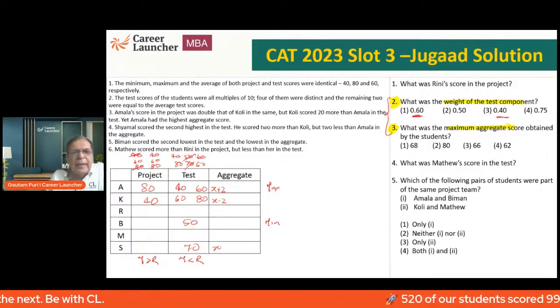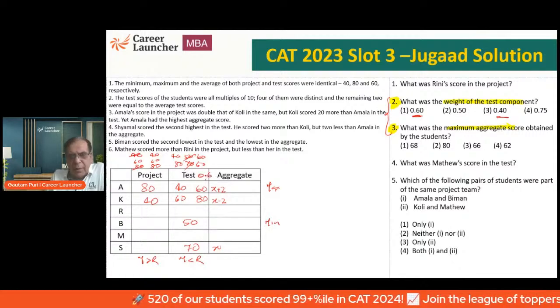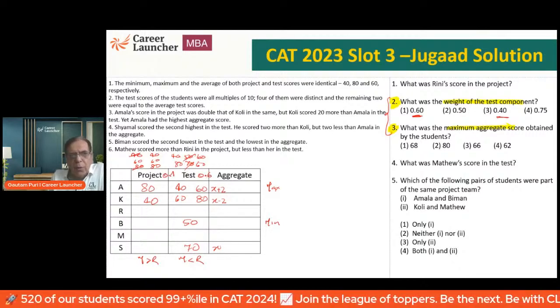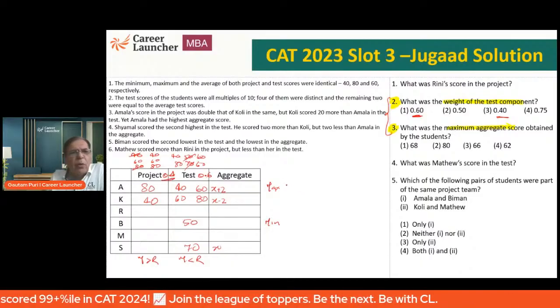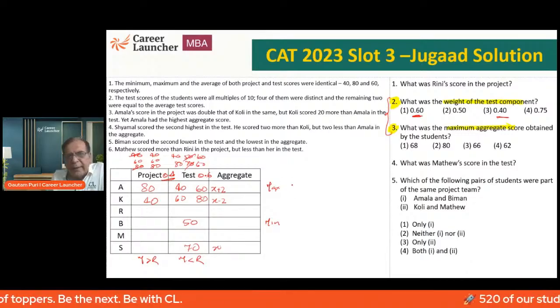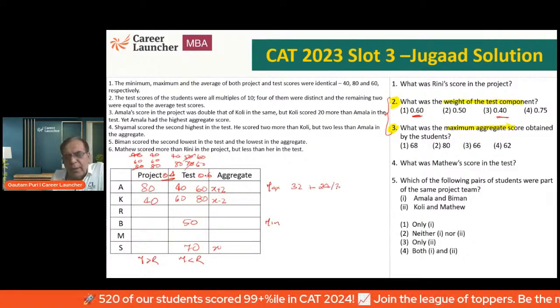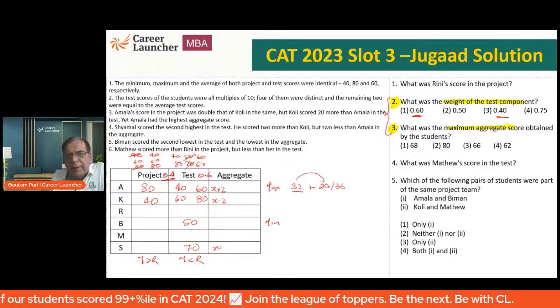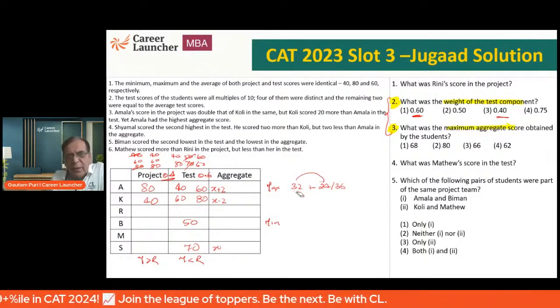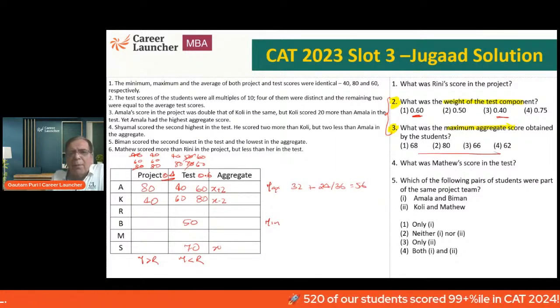Okay. So if I take the test component weight to be 60%, supposing I say 0.6, the project will be 0.4. So what will be the aggregate score for Amla if the weights are 40 and 60%? 40% of 80 is 32, plus 60% of 40 is 24. Or it will be 60% of 60, which is 36. So it will be either 32 plus 24 or 32 plus 36, right? What does it mean? 32 plus 24 is equal to 56. But 56 is not a maximum aggregate. Remember, Amla is the maximum or the highest aggregate score.